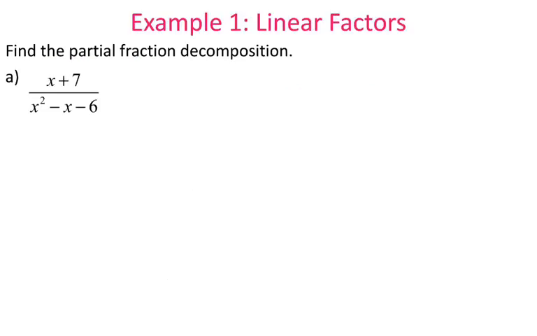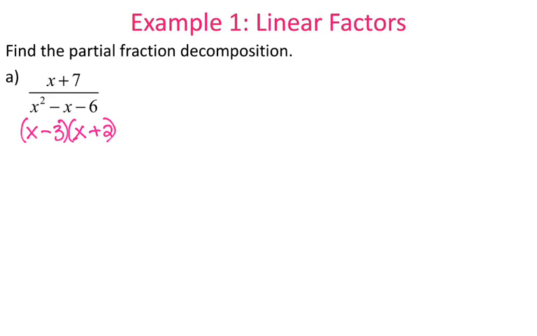Okay, so here is our first example. In our first example, we're looking at linear factors. So part A, x plus 7 over x squared minus x minus 6. The first thing that you need to do is factor your denominator. So 2 numbers that multiply to negative 6 and add to negative 1, that is negative 3 and 2.